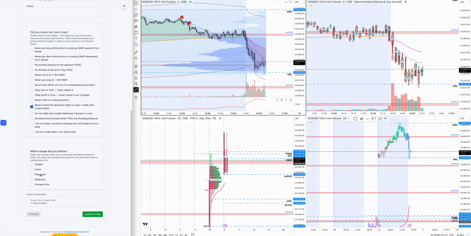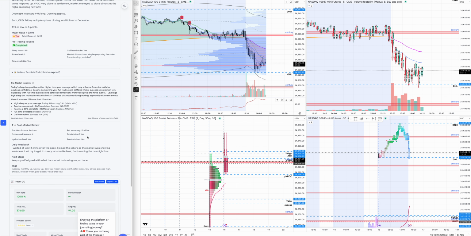Which values did I follow? I was patient because I waited until the price either hit the target or was going to take me out. My stop loss was technically perfect, above this consolidation, above the RTH VWAP. So this stop loss was very well placed. I was not so calm, okay? I was feeling anxious, I was prepared, I was selective, and I was process first. So yeah, sounds good. I update the trade.